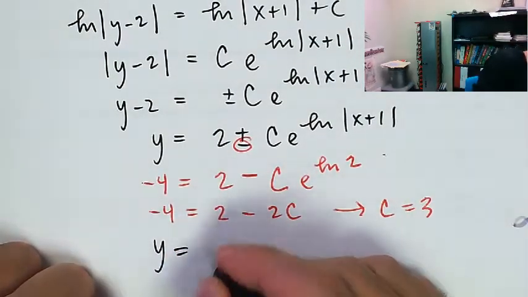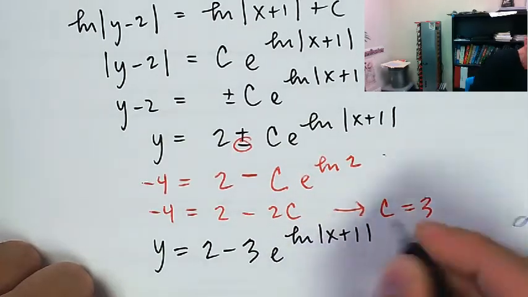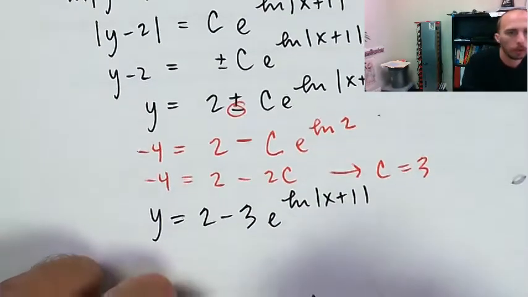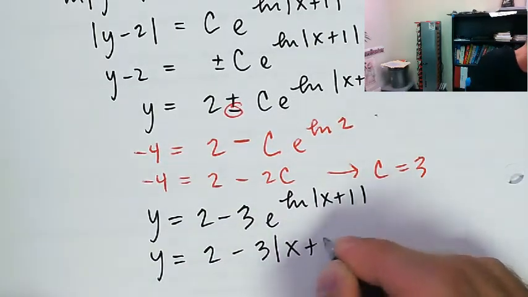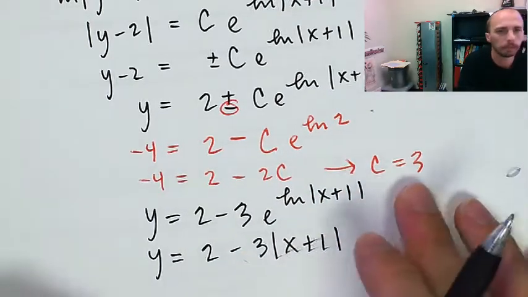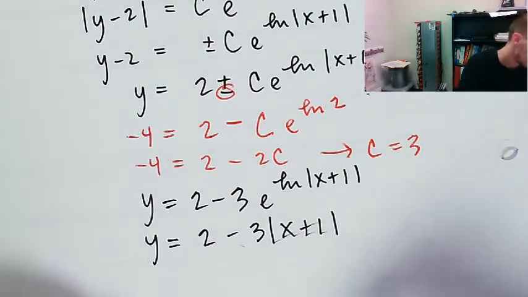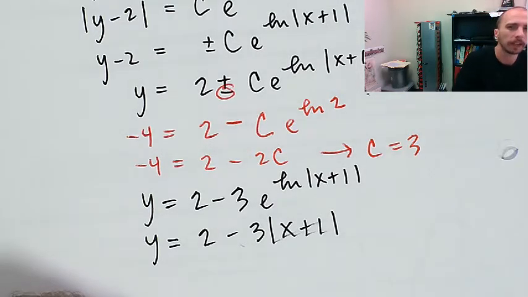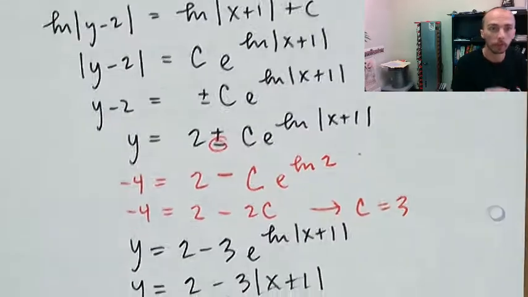And so we could say y equals 2 minus 3 times e to the natural log of the absolute value of x plus 1. That's cool. Or we could say y equals 2 minus 3 absolute values of x plus 1. I feel like there might be something I'm not considering happening there, but at this level in this class, these are going to be equivalent. I feel like there might be some sort of domain restriction to the solution that I'm not thinking of, but that's really not something they ask about in AP Calc. The domain of a solution to a differential equation, that's just not part of it.